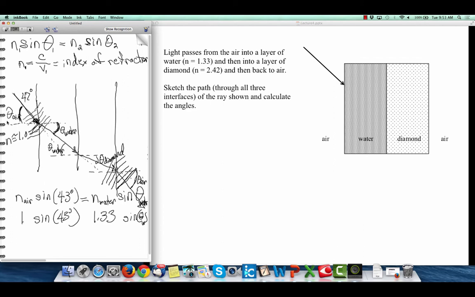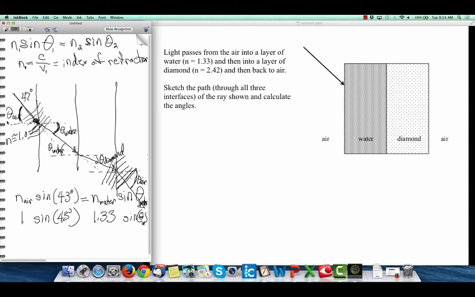Just step by step, every interface, draw the perpendicular. Sketch it in as a dotted line. Every interface. The way I would do it, sketch the dotted line which shows the ray continuing on if there were no change. And then if it's slower, it's a little closer to the perpendicular line. If the new medium is slower than the old medium, then the new ray is closer to the perpendicular line. If the new medium has light that's faster than the old medium, then the new ray is farther away from the perpendicular than the old ray.